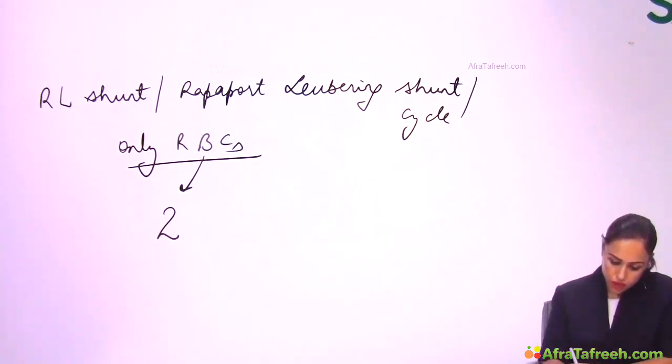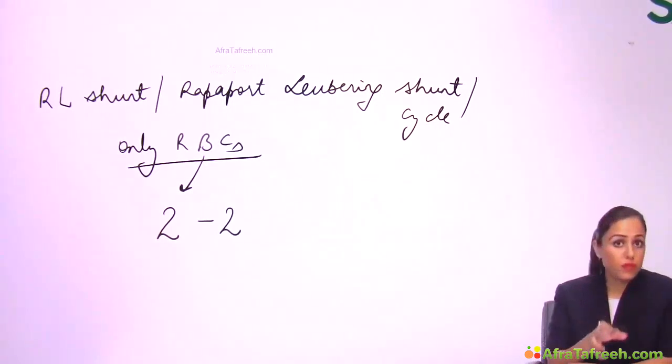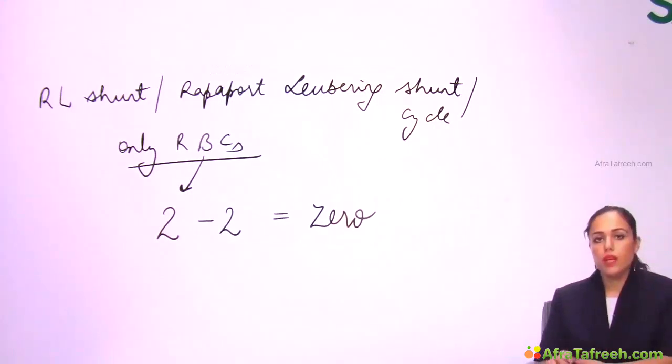But in RL shunt, we are losing 2 ATPs because of one step, the substrate level phosphorylation step of PG kinase, not occurring in this case. So 2 minus 2 is 0. So the net gain of ATPs in RL shunt is 0.